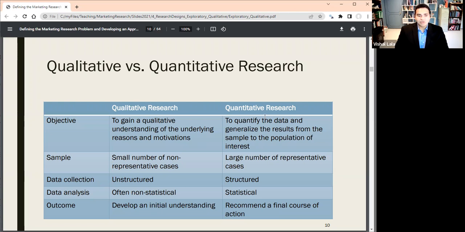Ultimately, qualitative research will help develop an initial understanding of the problem. It may not offer a solution to the problem. Quantitative research tends to have a large sample and a clearly defined structure, for example, a predefined survey with predefined questions shared with a large sample of respondents. The analysis is often statistical, and the ultimate result might be a clear takeaway of what should be done.